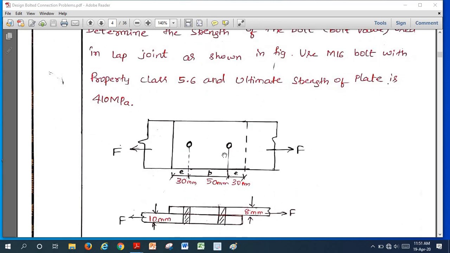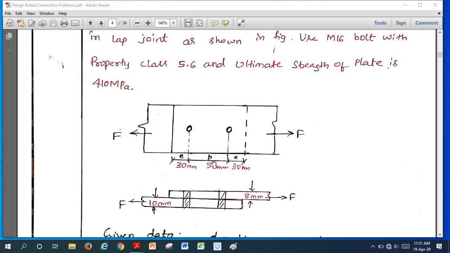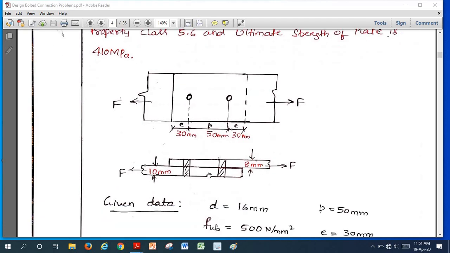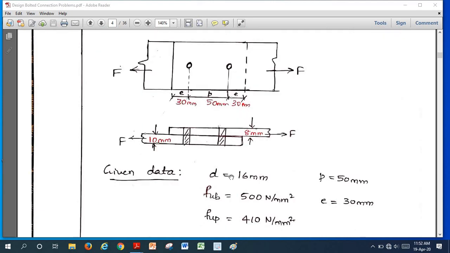This is the force application direction. This is the pitch and end distance. Here they are connecting two plates of different thickness, whereas in the last problem we connected a lap joint of the same plate thickness.